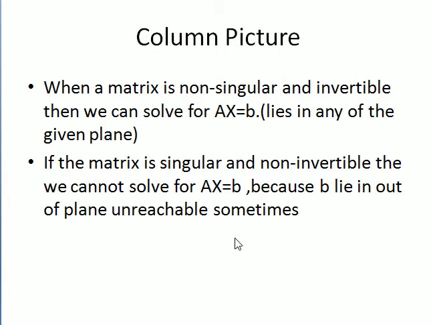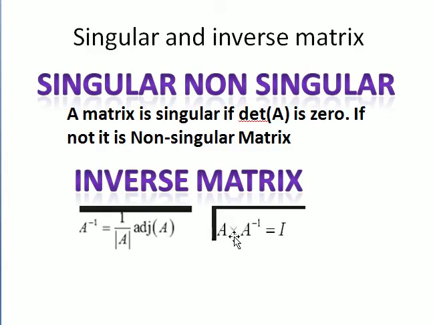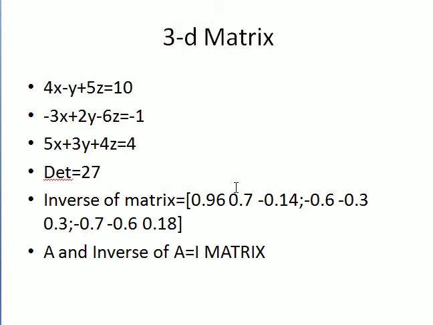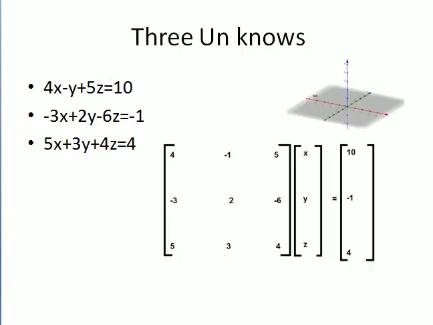So our condition is, if we have to solve for Ax is equal to B, then the matrix should be non-singular and invertible. Here it should be non-singular, so the determinant should not be equal to 0, and here we should get the identity matrix, that is A into A inverse. So in the 3D matrix which we have discussed before, that is 4x minus y plus 5z is equal to 10, minus 3x plus 2y minus 6z is equal to minus 1, 5x plus 3y plus 4z is equal to 4, that is the equation which we have seen here.